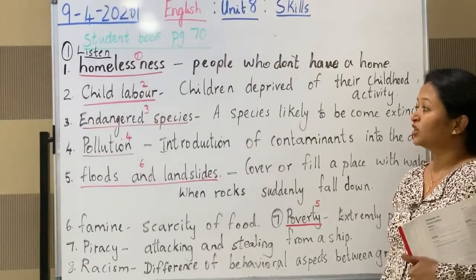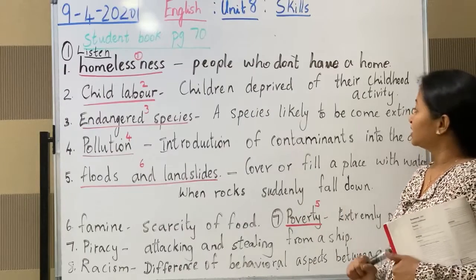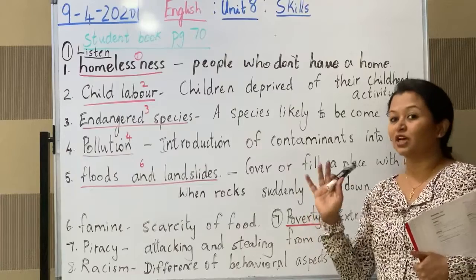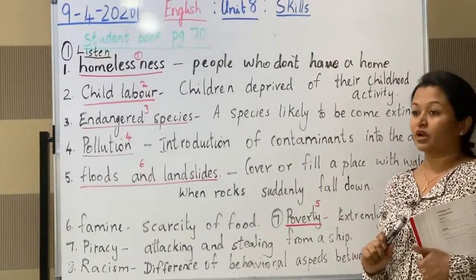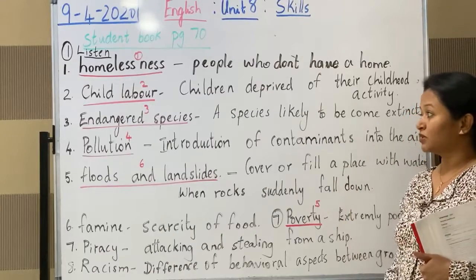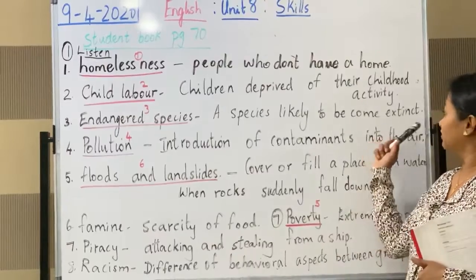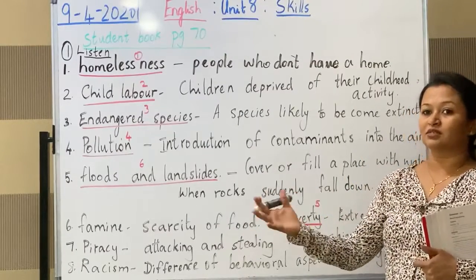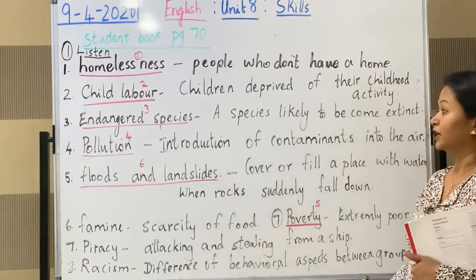And then the third word is endangered species. Now endangered species are likely to become extinct. Now these are the animals which become extinct. The dinosaur is one of the examples. Alright. So we have to protect such animals and not allow them to become extinct. What's the meaning of extinct? There is no animal in existence again, right? That particular species means that particular kind.